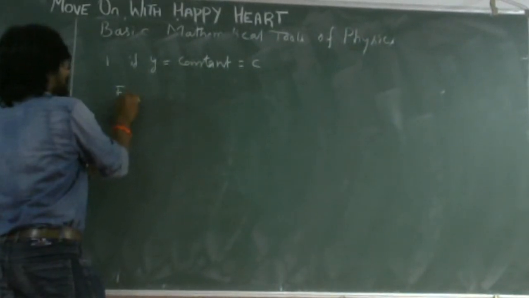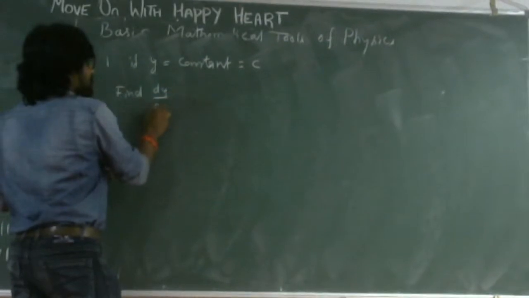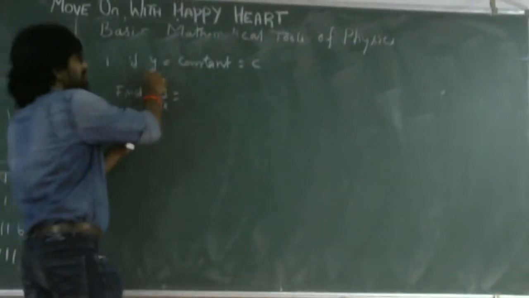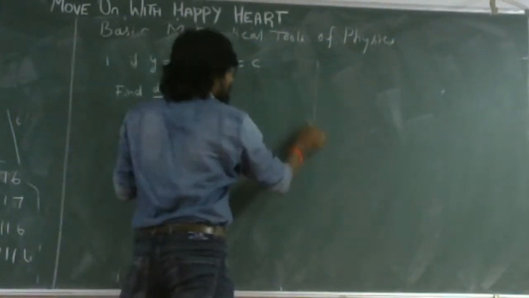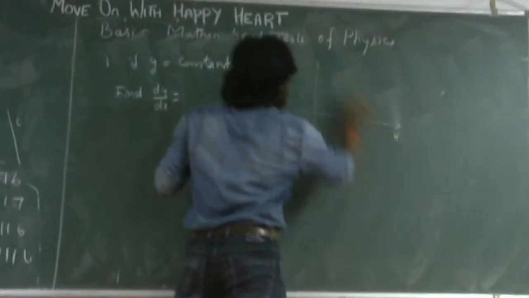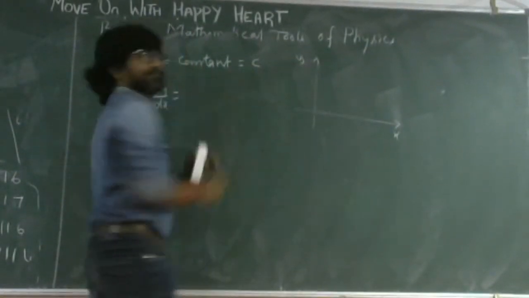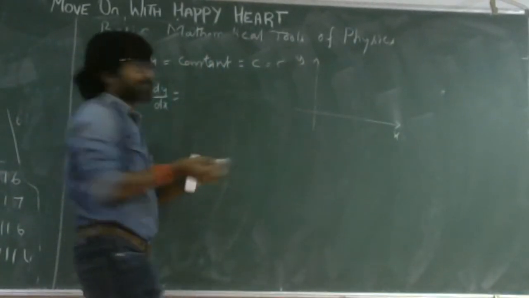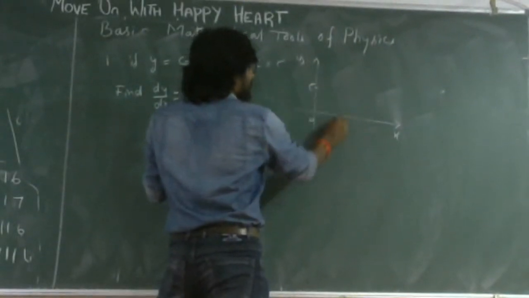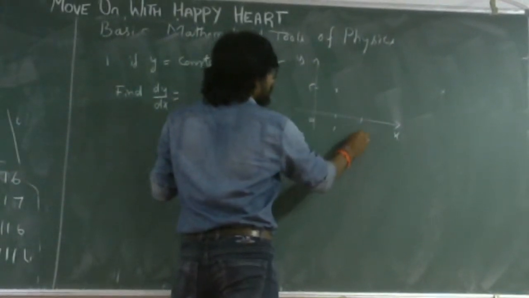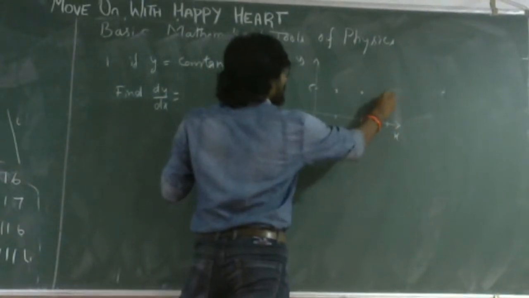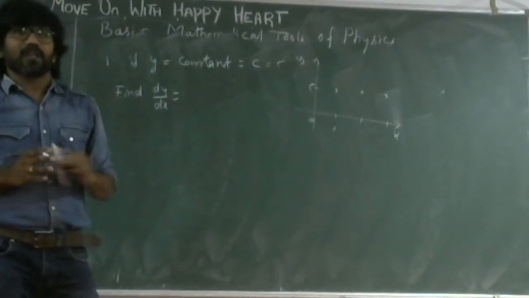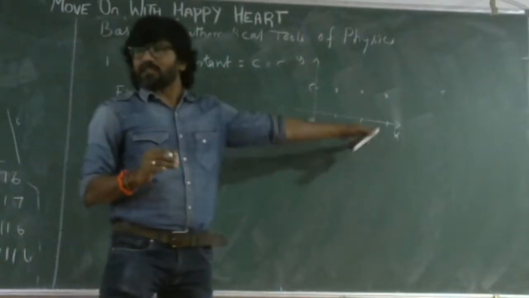Find dy by dx is the question. So what does it mean? Change in y with respect to x. What y equal to constant means, you have to understand with respect to a graph. This is your x, this is your y. y is equal to c, let us say for example 5. y is equal to 5 means if x is equal to 0, y is equal to 5. x is equal to 1, y is equal to 5. x is equal to 2, y is equal to 5. x is equal to 3, y equal to 5. That means y will be constant. That is the meaning of y equal to constant. y will not change with the change in x.